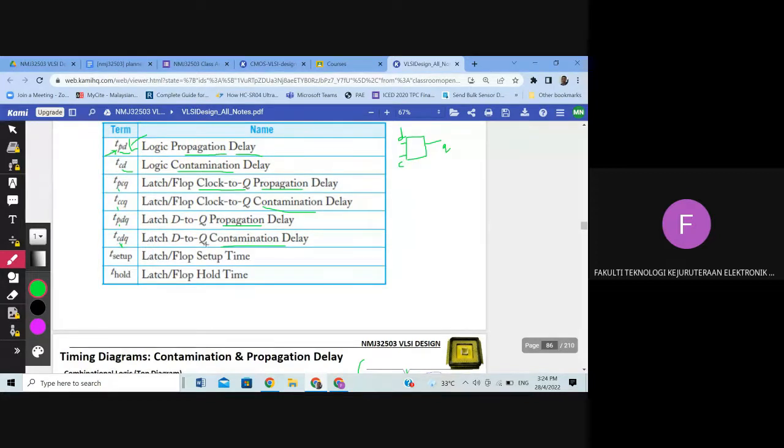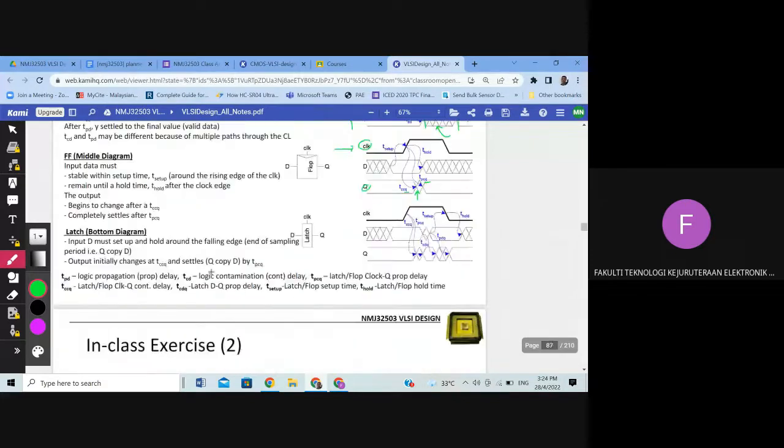CQ is actually clock to Q, clock to the output Q delay. tPD is actually the propagation delay. And setup time and hold time we also have discussed, right?